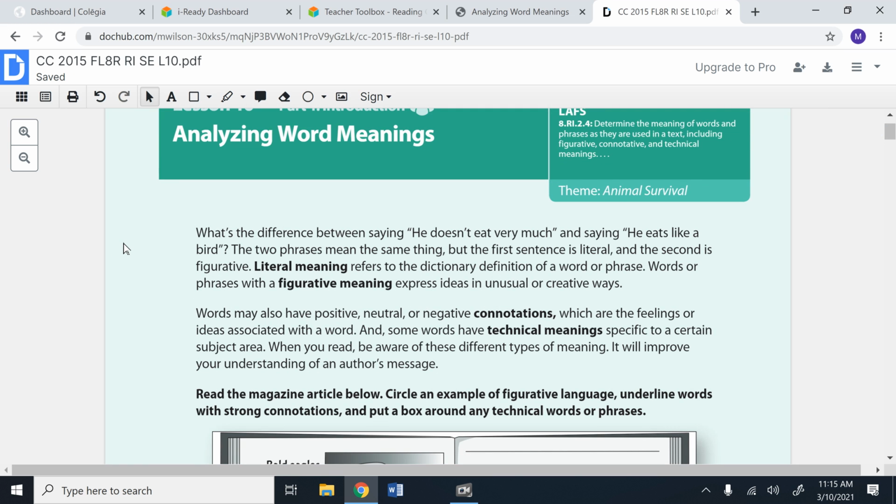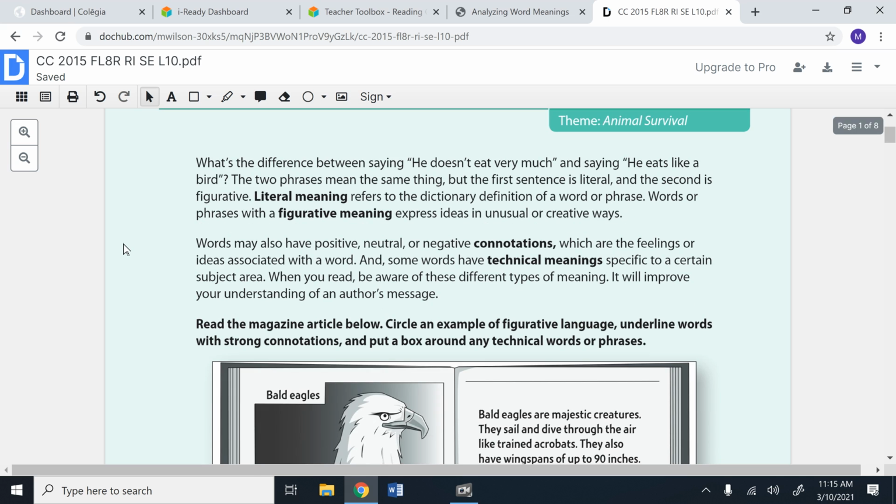It says, what's the difference between saying he doesn't eat very much and saying he eats like a bird? The two phrases mean the same thing, but the first sentence is literal and the second is figurative. Literal meaning refers to the dictionary definition of a word or phrase. Words or phrases with a figurative meaning express ideas in unusual or creative ways.